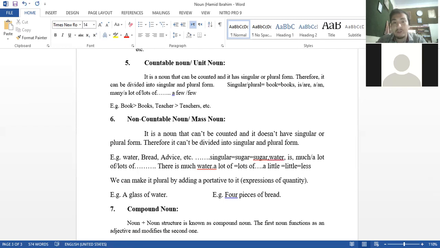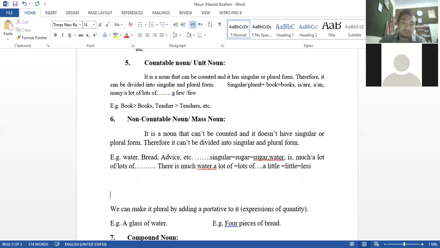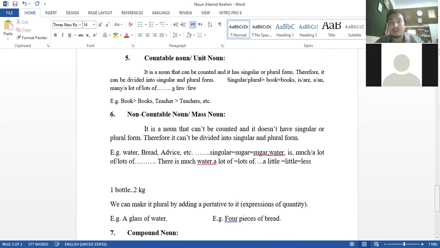If you have any queries, please you can ask. Okay. Furthermore, if you want to talk about the expressions of quantity of mass nouns, you can make it with the help of what? Quantitatives. We call it, for example, 1 bottle, 2 bottles, 2 kg. You can also make it like this, 4 pieces of bread or a glass of water. These are called partitives. These are the expressions of quantity. Now, if you have any query regarding these unit and mass nouns, please ask me.